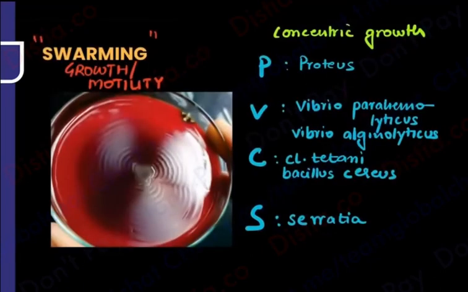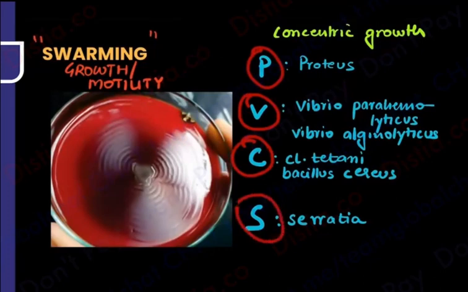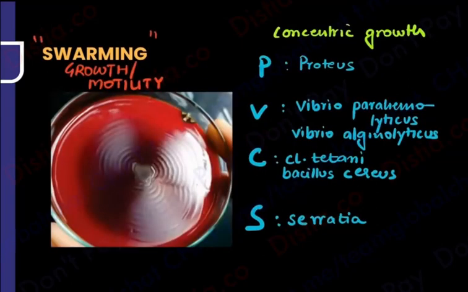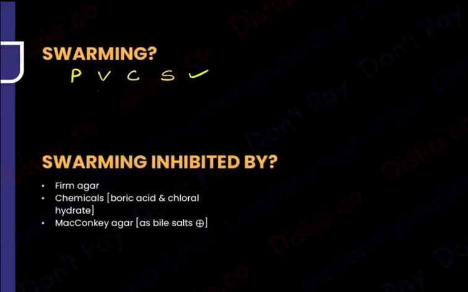Coming back, who all shows you swarming? Proteus, Vibrio parahemolyticus and alginolyticus, Clostridium tetani and cereus, and Serratia. So now, swarming will be seen where? All that PVCs you have done, but you don't want swarming. You say, ma'am, I want to see a plain growth. I don't want to see the round and round thing. How do I stop the swarming?